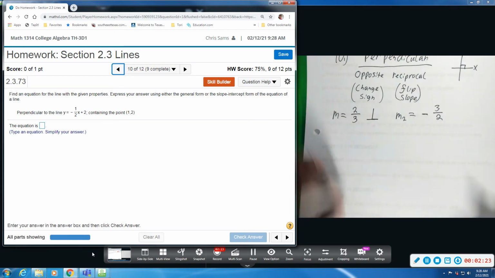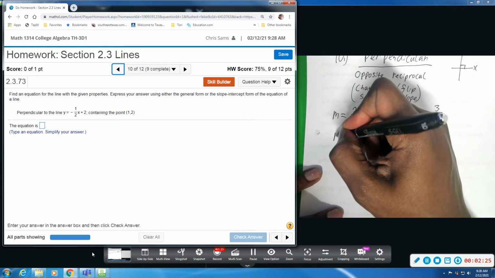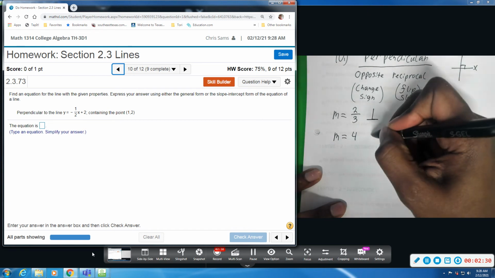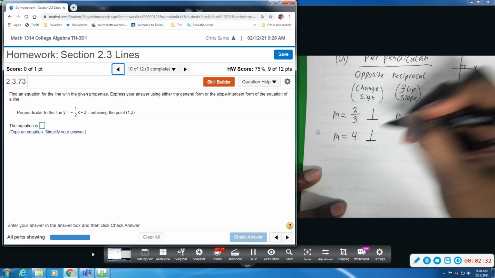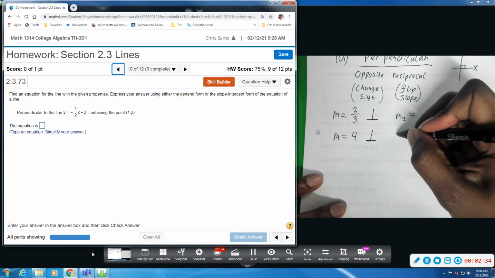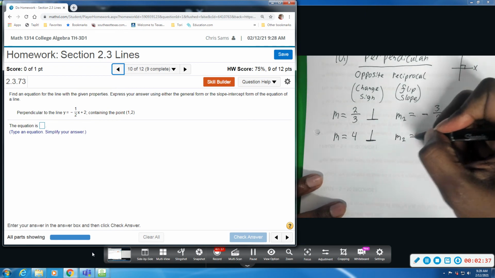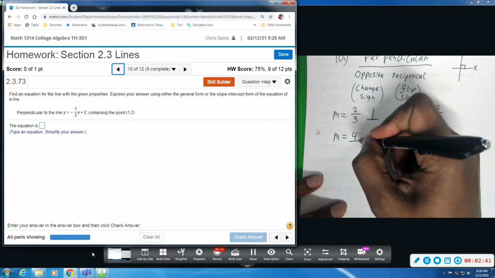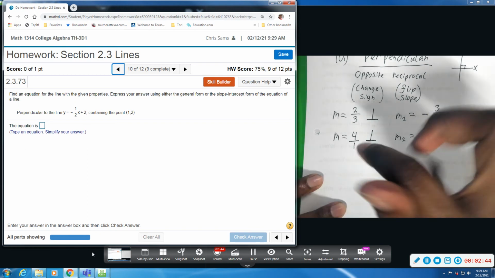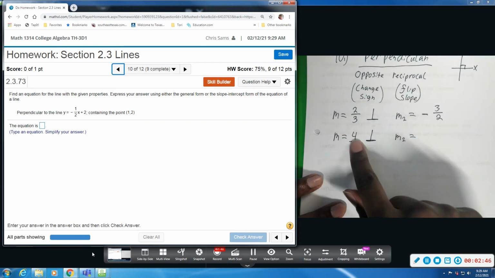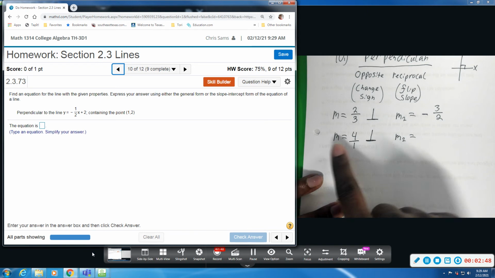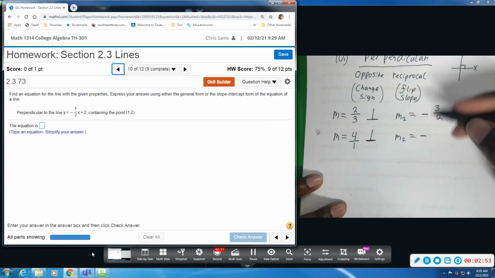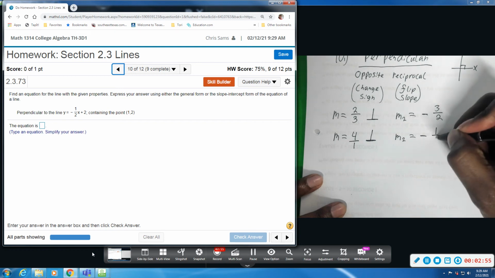Now, what if we had a whole number? Say we had 4, and I want to find perpendicular to that. Right now, you need to be thinking about this whole number as a fraction. Put it over 1. That will help you. It's still just 4, but when you have to flip it, you need to put it over 1 so you can see what's going on. So you will make it negative, and then you will flip that, and it will become 1 over 4.